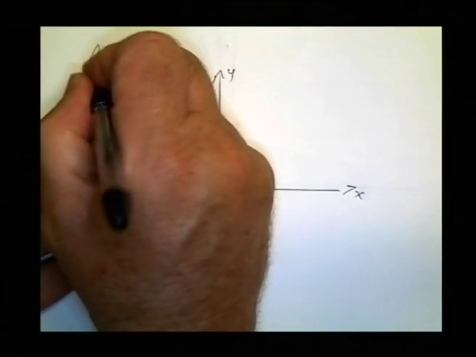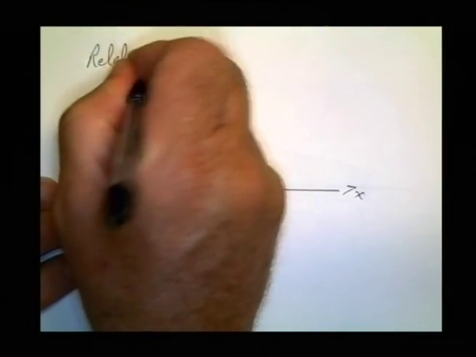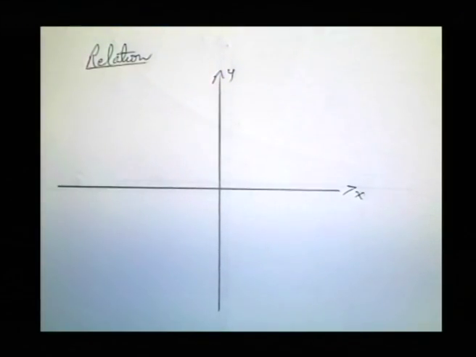Now, I want to talk about what the term relation is. Well, first of all, a relation is a set of ordered pairs. Every graph is a relation. But there's a certain number of graphs that we want to talk about, which are called functions. So what is a function?